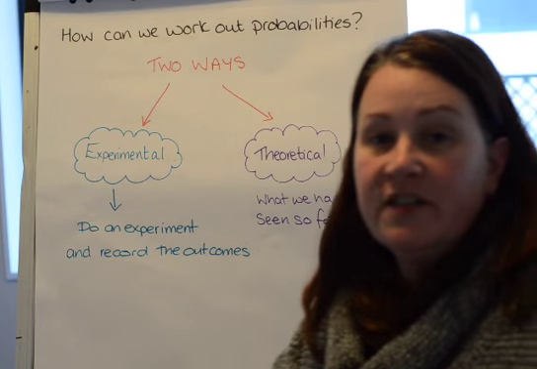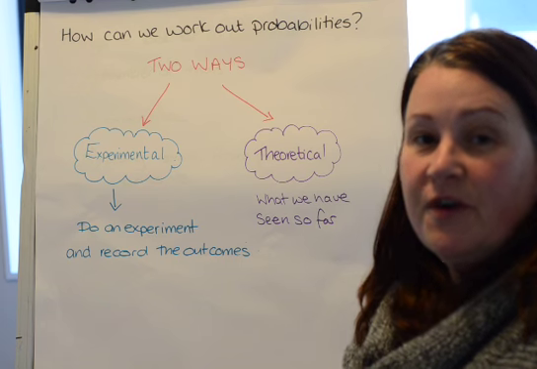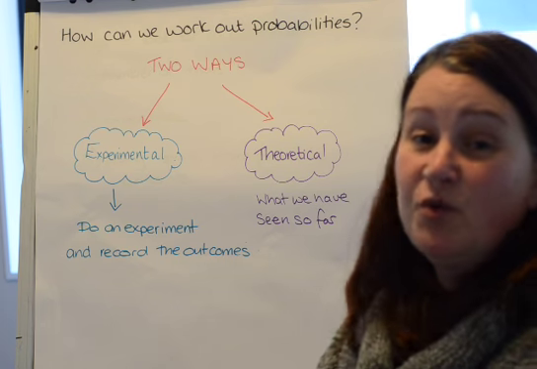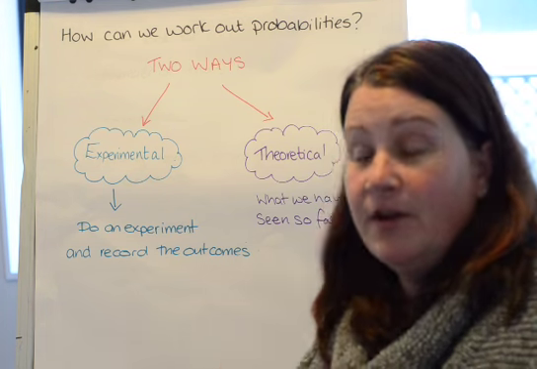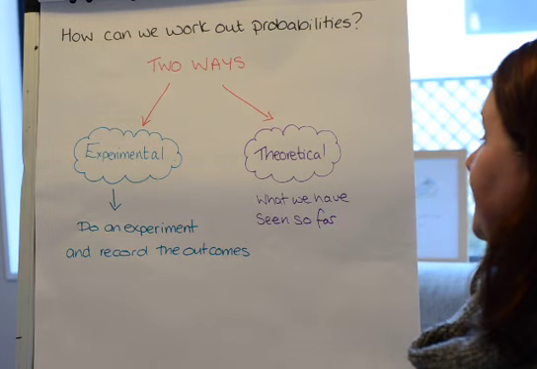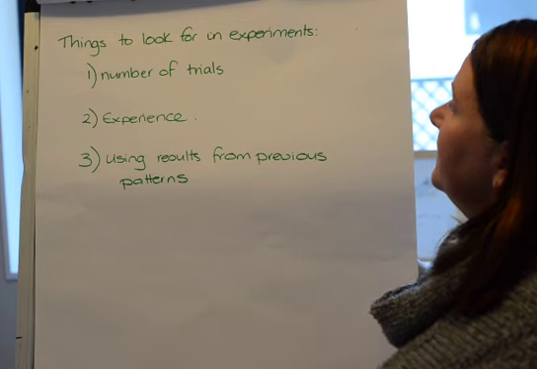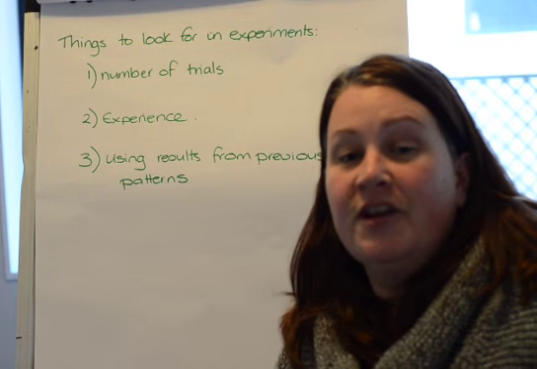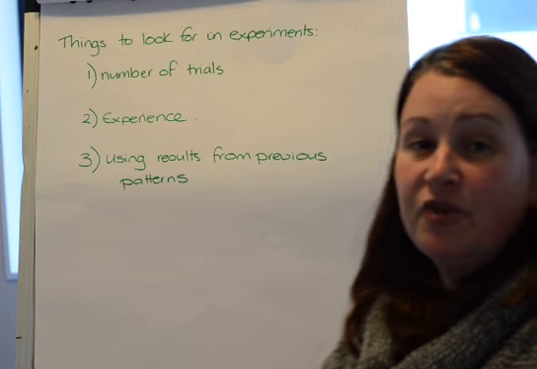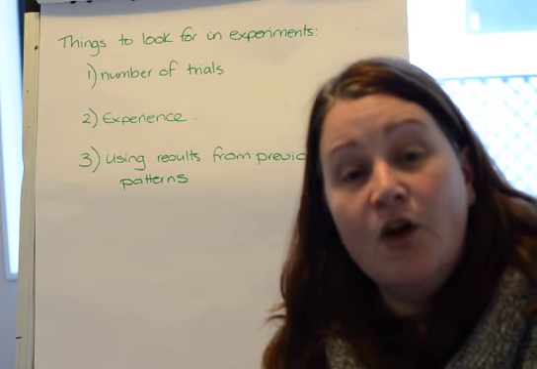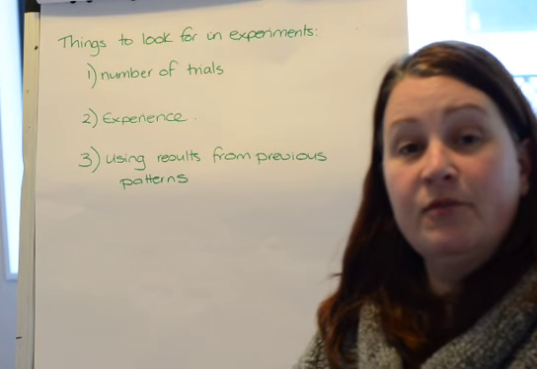So in order to use experiments to find the probability, pretty much what we do is do an experiment and record the outcomes. Things we need to look for in an experiment. Well, the number of trials. Like statistics, we need to use a large number of trials.